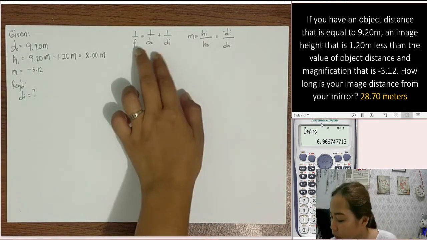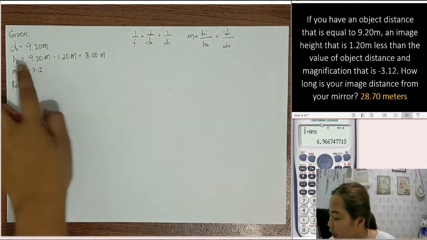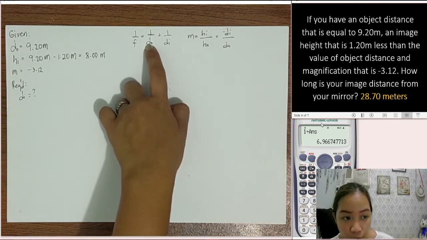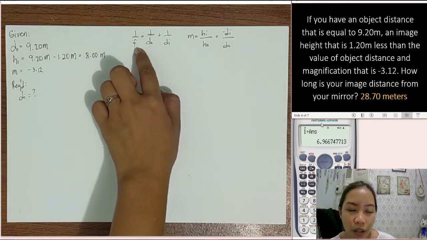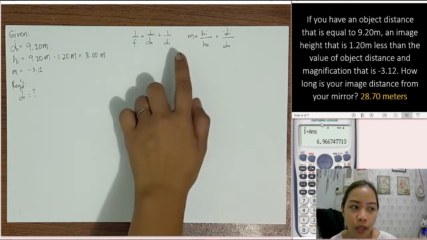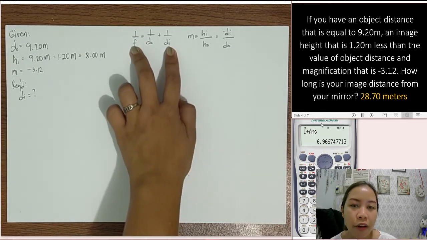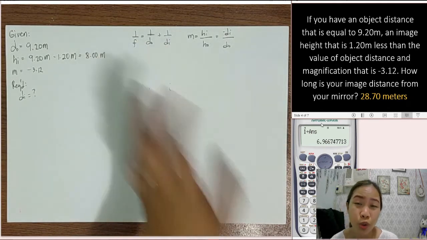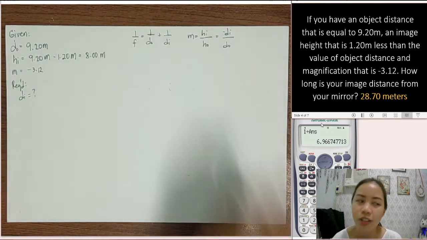So, in looking at the first equation, we have the value of d sub o, so it can be substituted. But then we don't have the value of f. So therefore, it cannot be used, because we have two unknown values in this equation. So cancel the first equation.